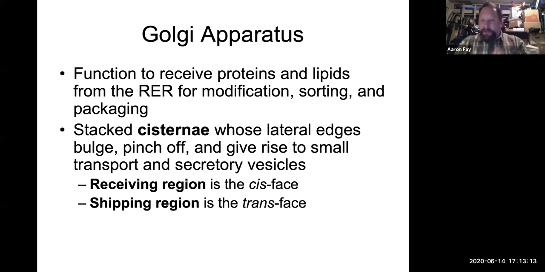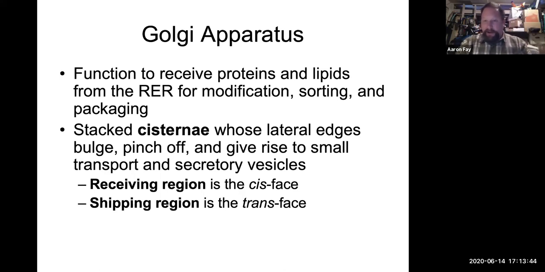It has a similar looking structure to the ER, so you're going to have these little folds of phospholipid bilayer. The spaces inside these folds are called cisternae, but the Golgi is a little bit smaller. It's a little more compact. It usually looks like a small stack of pancakes. It has two faces, a cis face and a trans face. Cis means the same side. It's the side facing the nucleus, the side facing the rough ER.